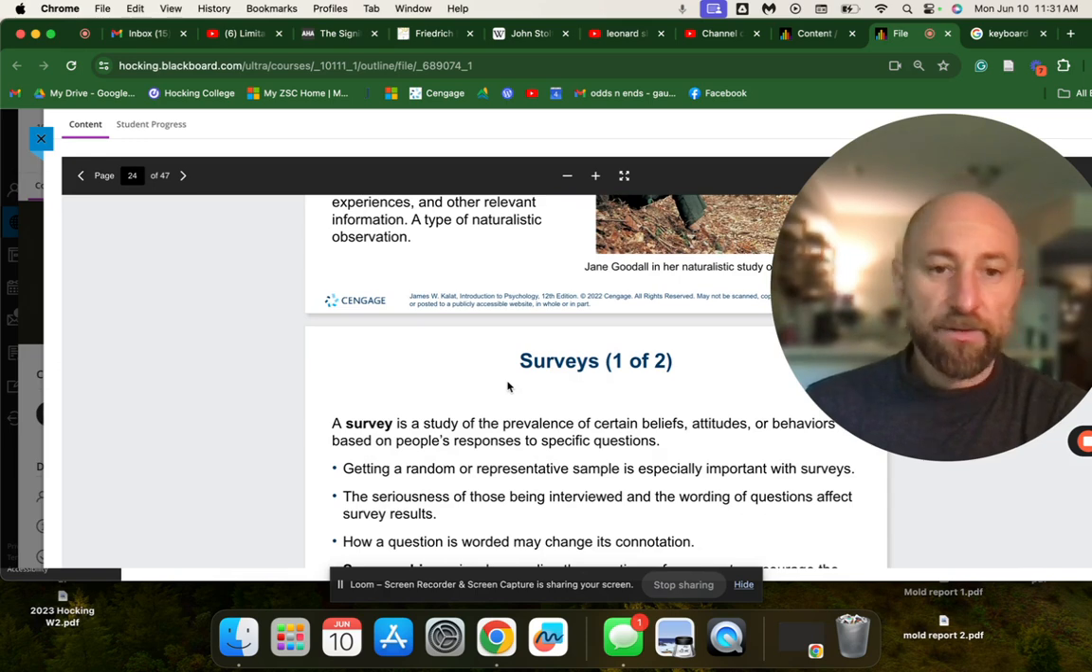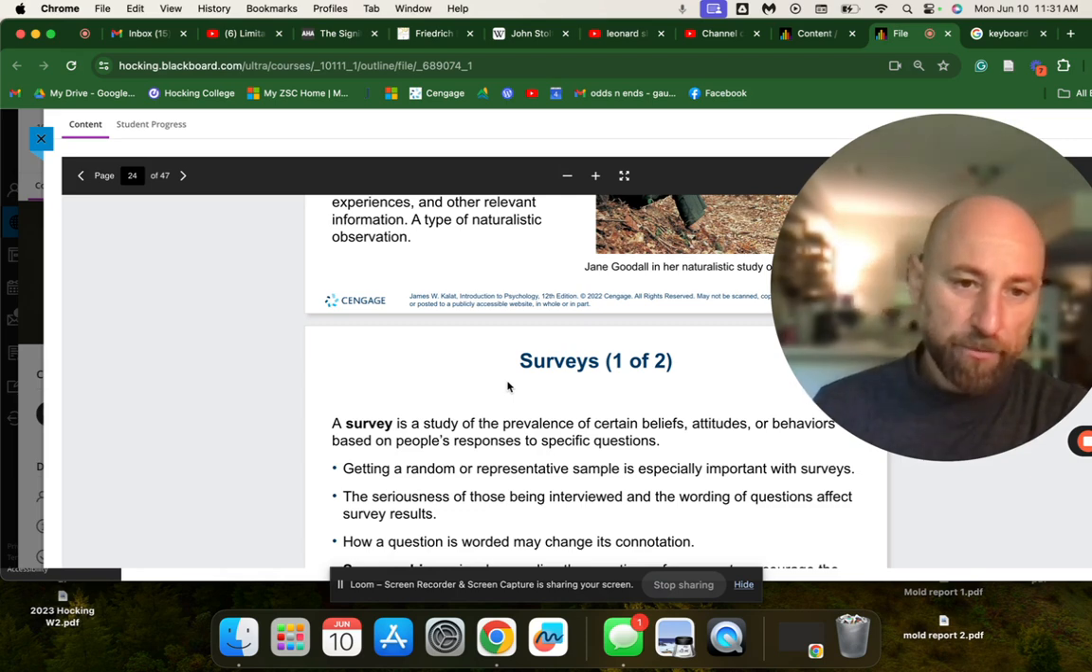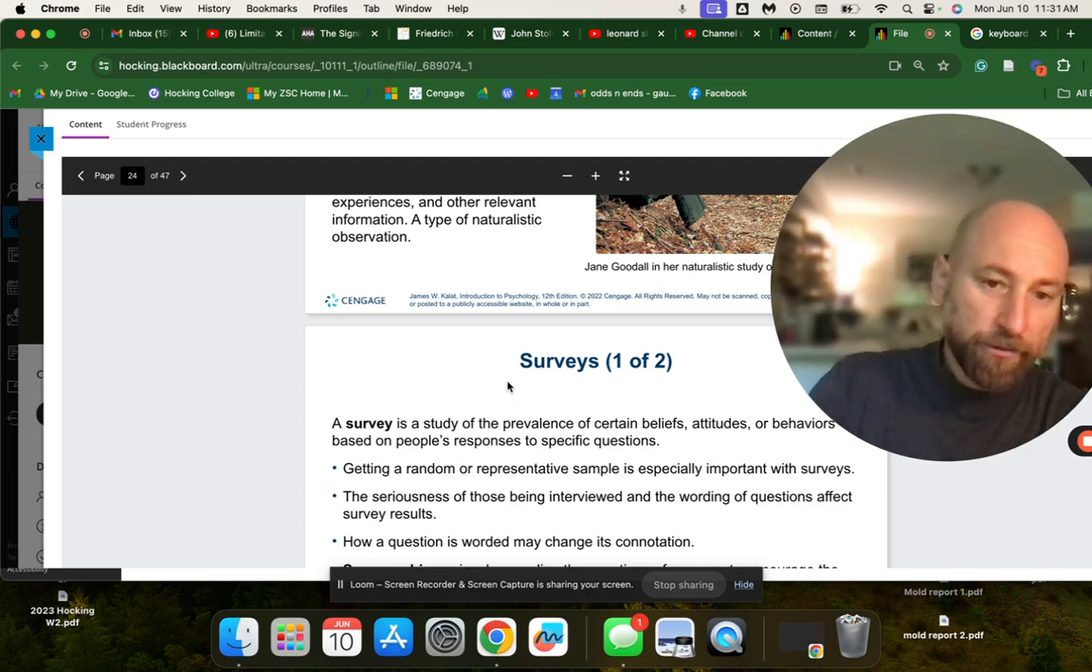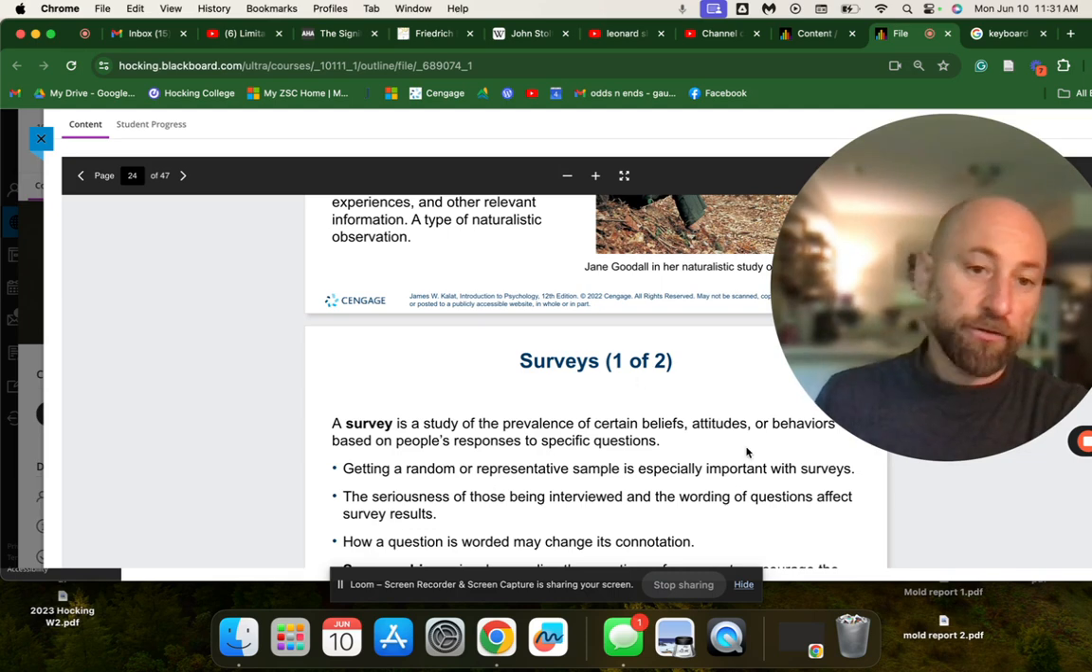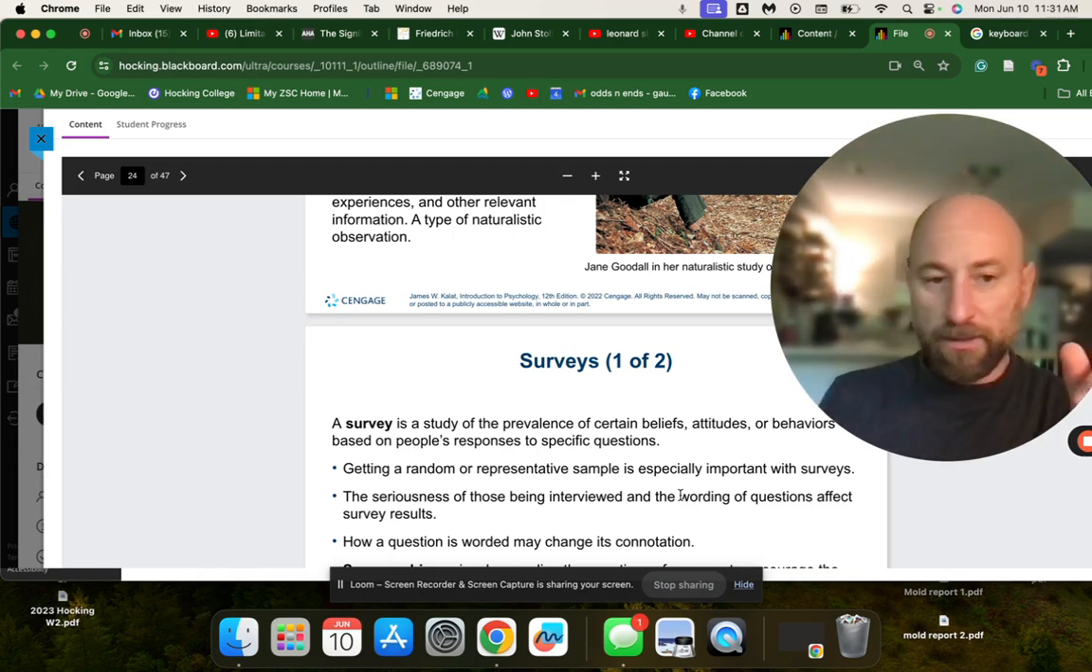A survey is a study of the prevalence of certain beliefs, attitudes, or behaviors based on people's responses to specific questions. Getting a random or representative sample is especially important with surveys. The seriousness of those being interviewed and the wording of the question affects survey results. The wording of the questions is absolutely huge. If you get a certain result that you weren't expecting, you should probably ask the questions in a slightly different way, because minor changes in the way questions are worded can have big effects in the way people respond.